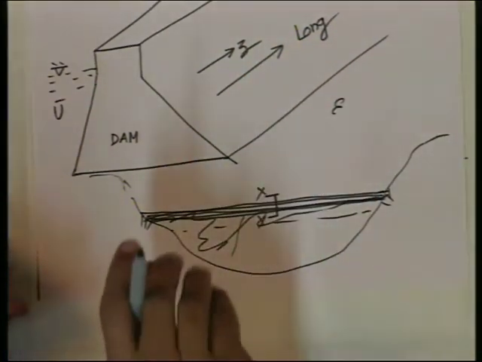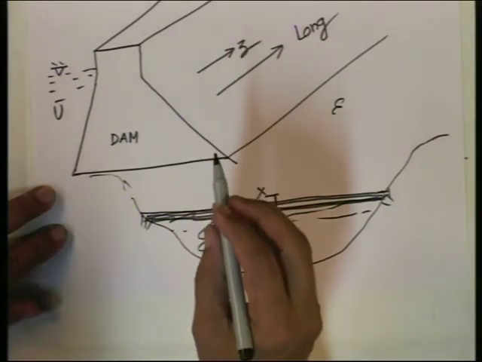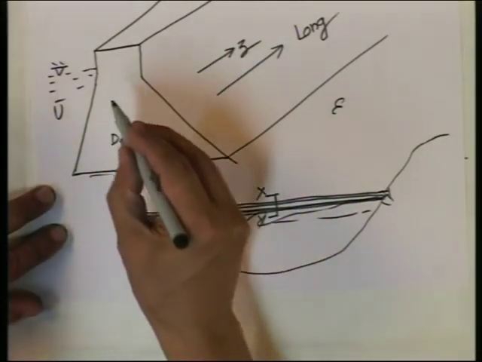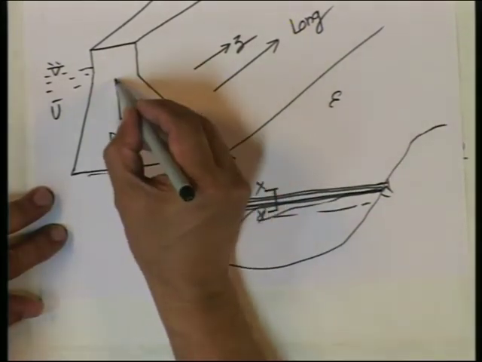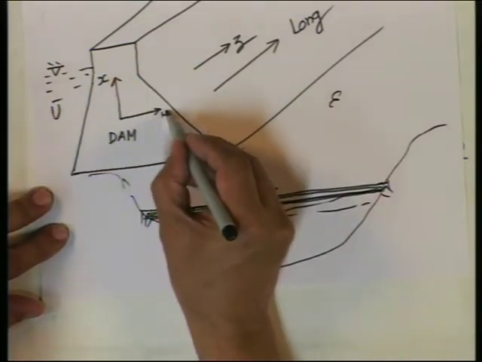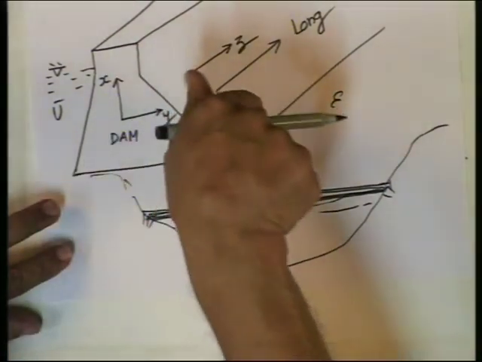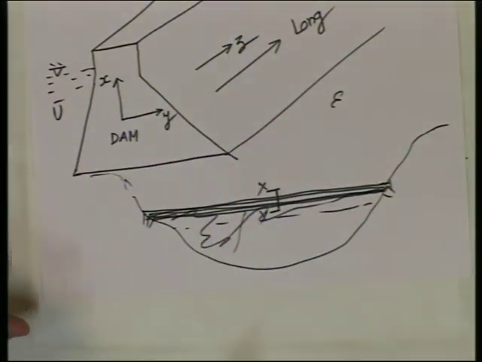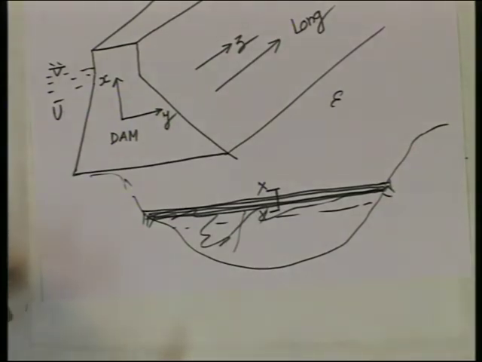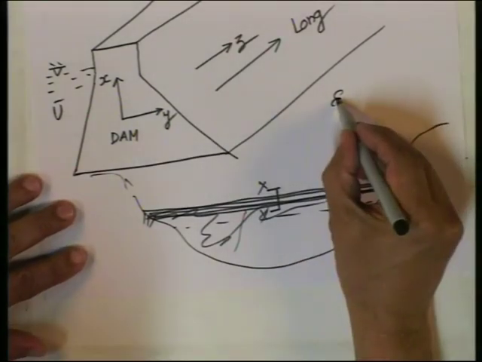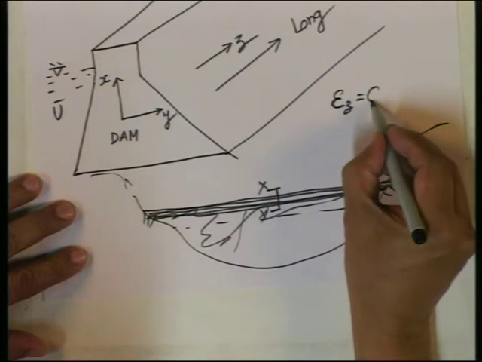If this direction is z, then in the cross section I have my x and y, something like this. Then I have drawn z this way, positive, so that x, y, z is a right-handed screw. Otherwise I would have to take z the other way. So one thing is clear: epsilon z will be 0.